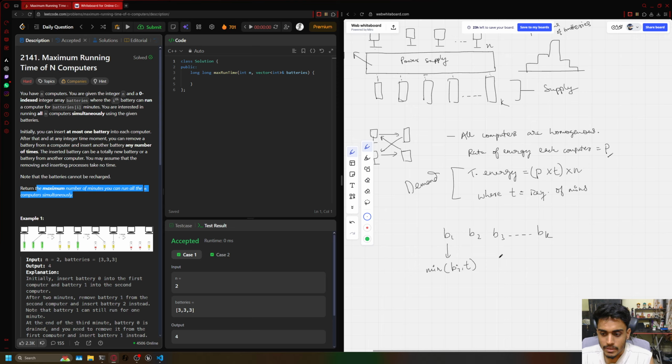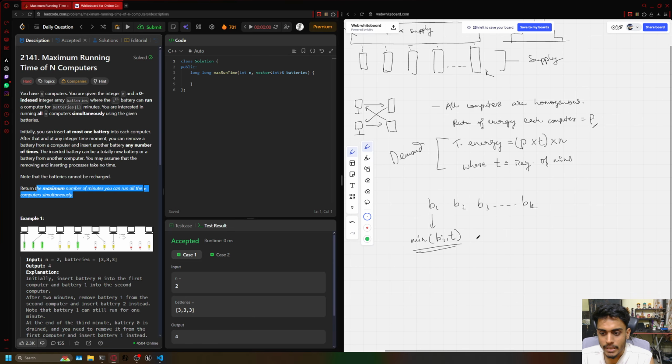comma t. If I want to give supply for at least t minutes, then for every individual battery I can consume at max this much from them, right? So the total amount of supply I can generate will be a summation of this. Now this will be the total amount of supply I can give to my power supply.